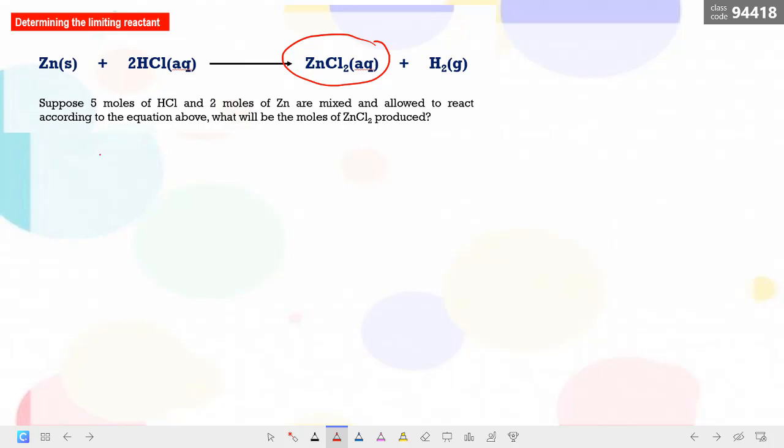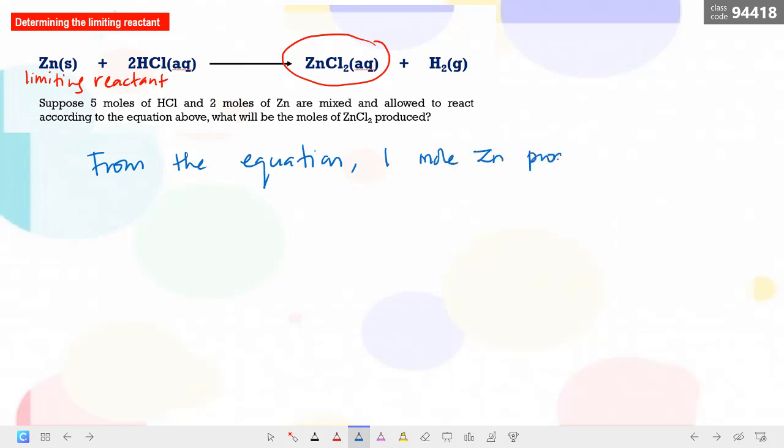So siapa tadi limiting reactant kita? Limiting reactant kita tadi adalah zinc. So kita kena gunakan maklumat mole zinc untuk tentukan berapa zinc chloride. Okay, so jadi sekarang kat sini kita boleh buat macam ni. From the equation, how many moles of zinc in the balance equation? 1 mole zinc produces 1 mole zinc chloride. Okay, 1 mole zinc chloride.